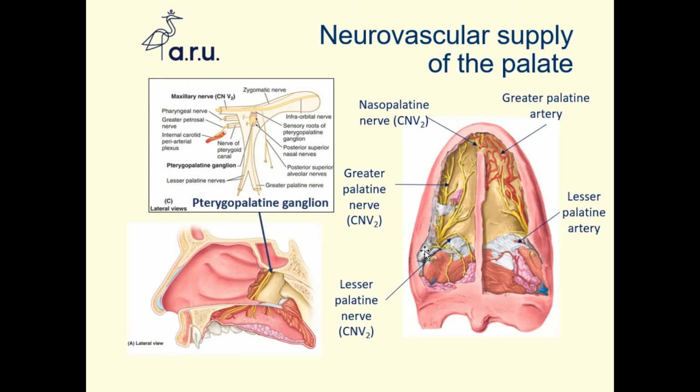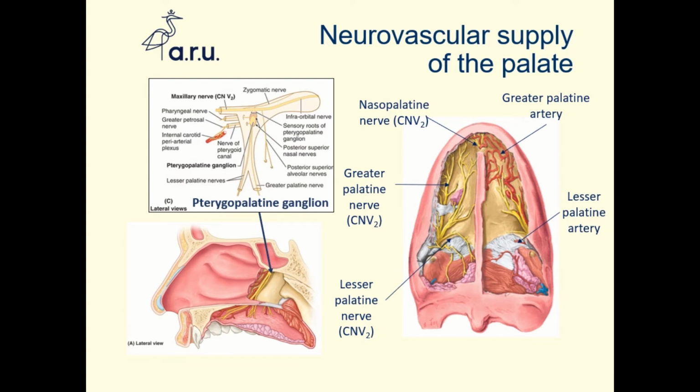The lesser palatine nerves exit from the lesser palatine foramina, which are more than one in number but much smaller in size. They're present in the hard palate as well. Once the lesser palatine nerves exit from the lesser palatine foramina, they run backwards and innervate the soft palate.